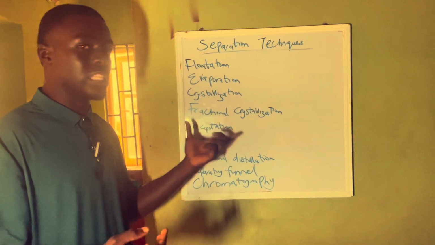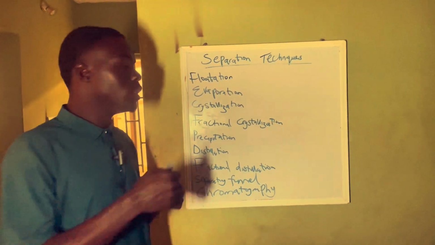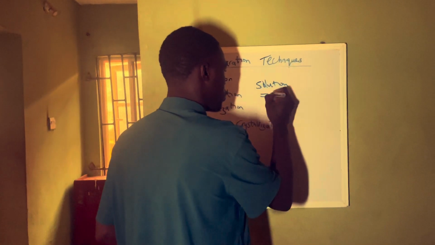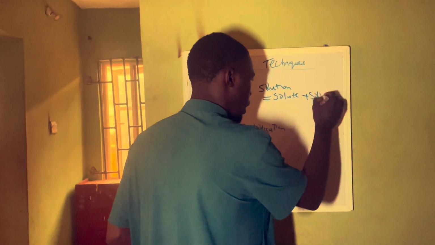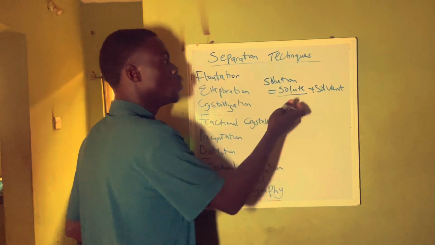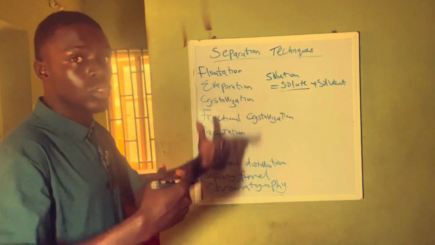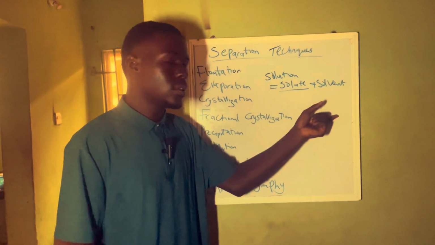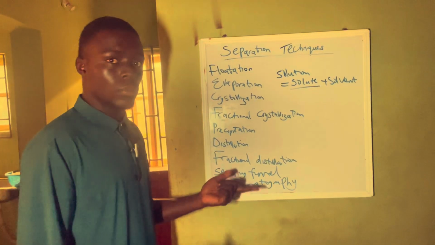So that is precipitation. As we've been discussing before, we know that solution equals solute plus solvent, right? So we've been discussing how to remove the solutes from the solution. Now we are going to how to get the solvent, which is where we are going to distillation.